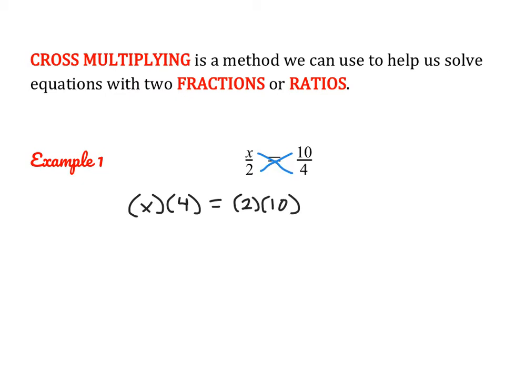And I know that you could do this in your head, but I really recommend writing it out for every first step. So now let's simplify. X times 4 is just 4x. 2 times 10 is 20. And now we can solve. So we're going to divide both sides by 4. And we get x equals 5.